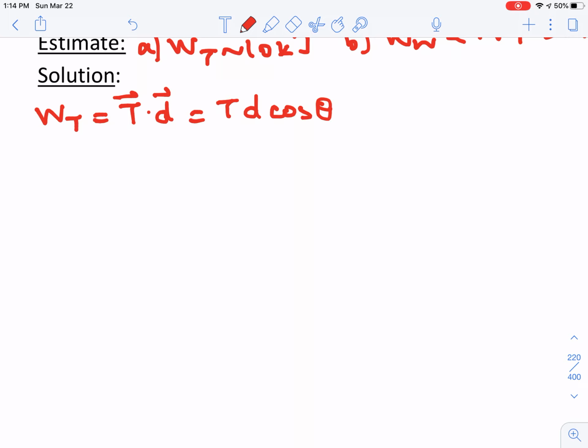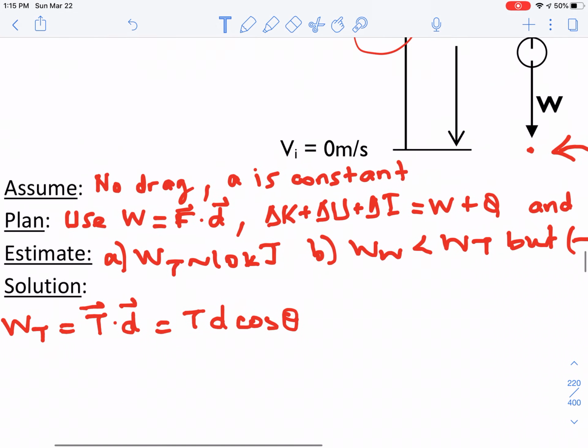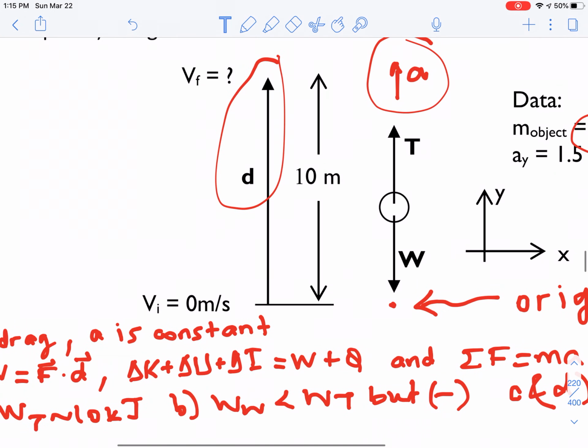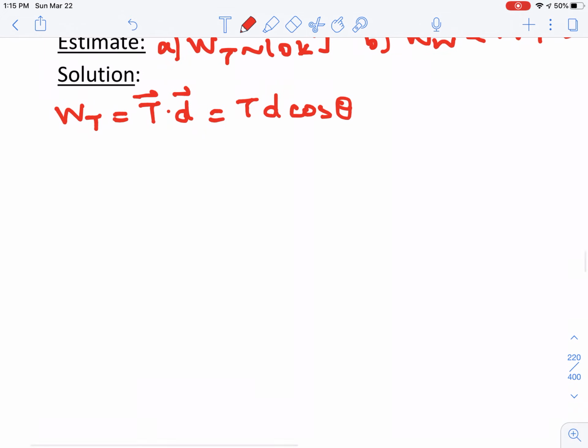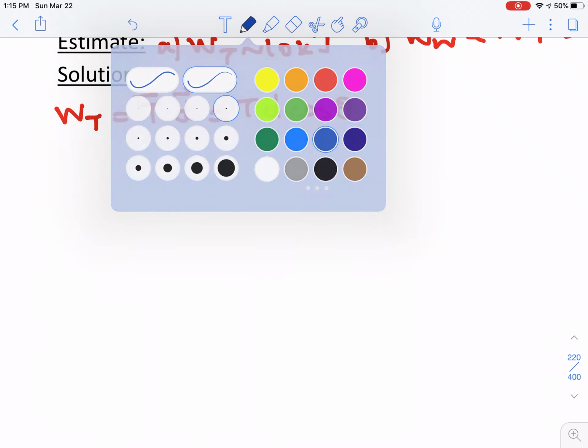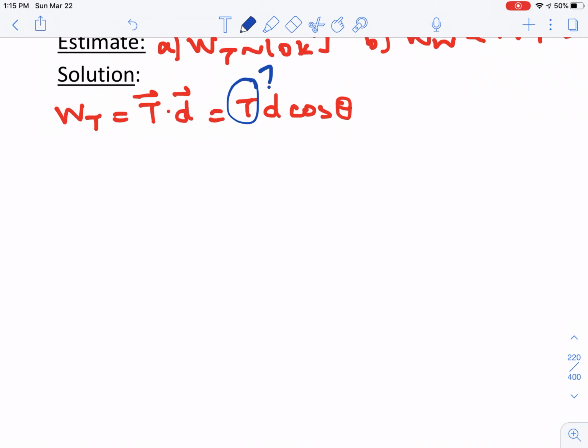Look at the notations that I used, arrows. Now I dropped those arrows because they mean these are only the magnitudes. So if I want to solve for the work done by the tension, I need T, D, and cosine theta. Looking at my free body diagram and the displacement, I already know that T and D point the same direction, so the angle between them is 0. But I don't know what the tension is, so that's the problem, right? If I want to find the work done, I need to figure this out first.